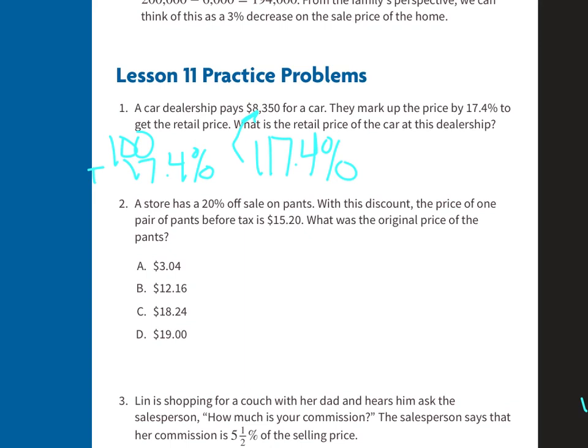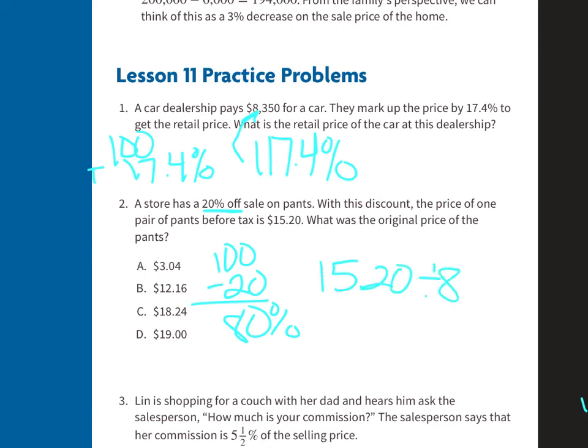Okay? On number 2, a store has 20% off sales on pants. With discount, the price of one pair of pants before tax is $15.20. What was the original price? So this is one where we know the new price and we have to find the original price. So to do that, we divide. We still start with 100% minus 20% because it's 20% off, so we subtract. We get 80%. Okay? So then we're going to go 15.20 divided by 80%, and that'll give us our answer. Okay? Remember, if you have any questions, just go ahead and send me an email.